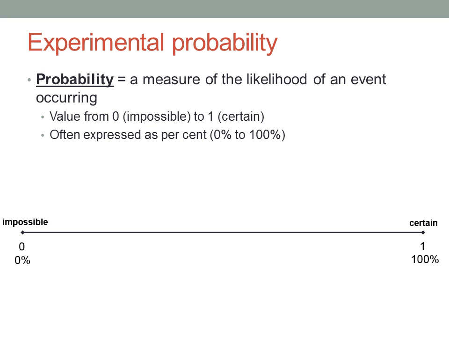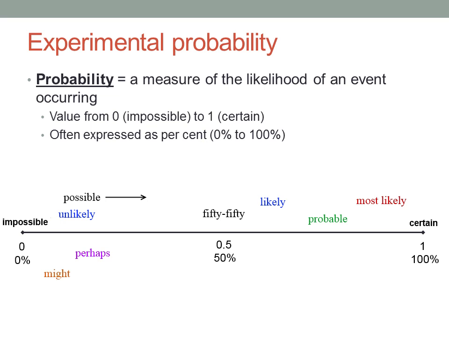Of course, as well as numbers, we often describe probabilities using other words, like 50-50, which bears an obvious relationship to 50%, possible, likely, unlikely, probable, most likely, even words like perhaps, might, maybe, could, usually, generally. The exact placement of many of these words along this scale is somewhat ambiguous, and to be honest, that's why we need to describe probability using numbers instead.